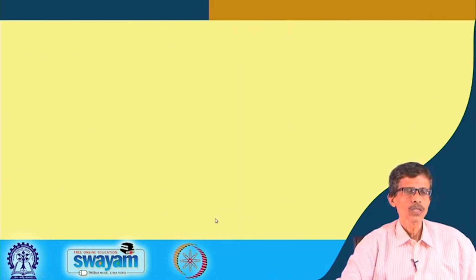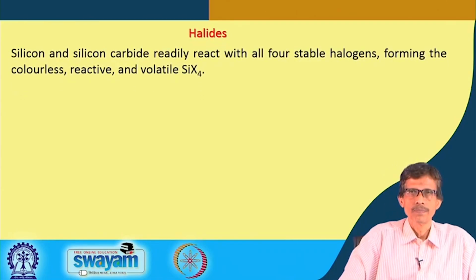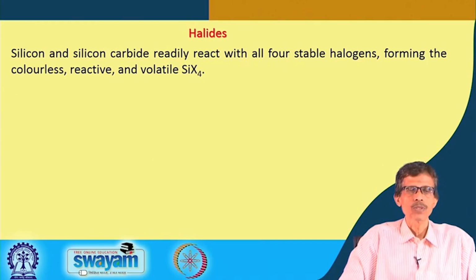So, you have to consider all these formulas and compounds like this, and also quickly we see how we can have the corresponding silicon halides. Silicon and silicon carbide, basically we can take these two together. Silicon as well as silicon carbide can react with all 4 stable forms of halogens, fluoride, chloride, bromide and iodide, forming volatile silicon tetrahalide, SiX4, but all of them are colorless, reactive and volatile.